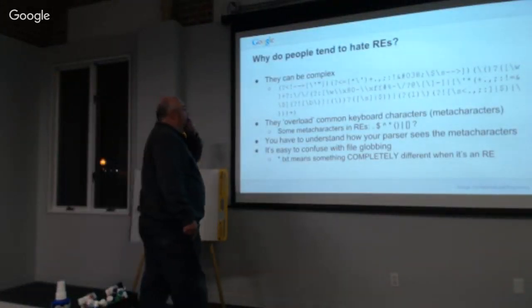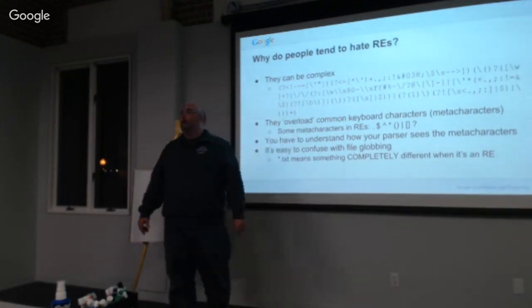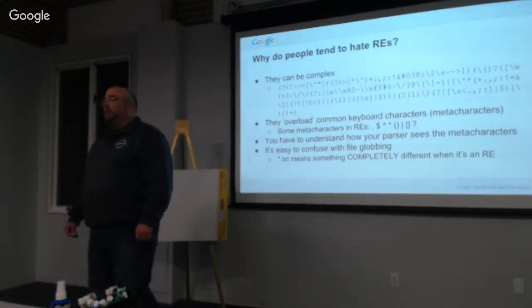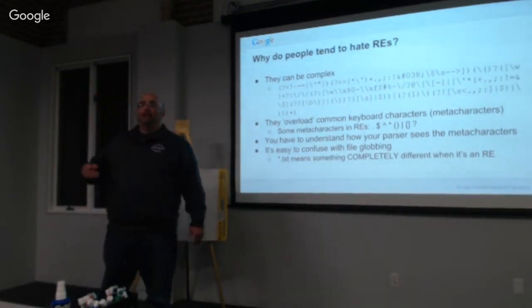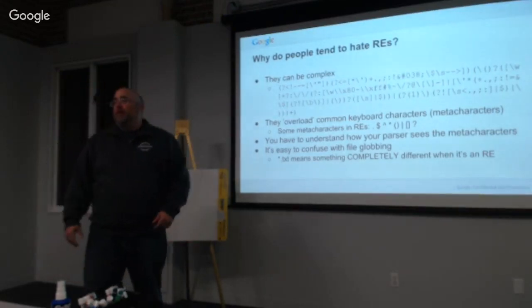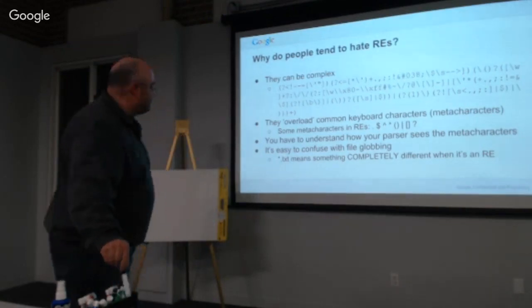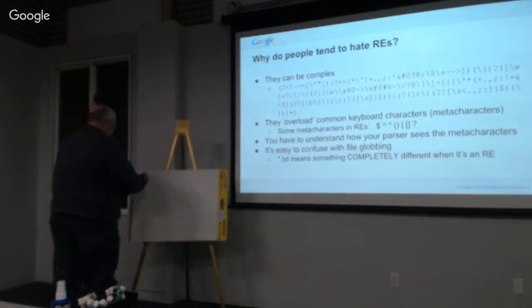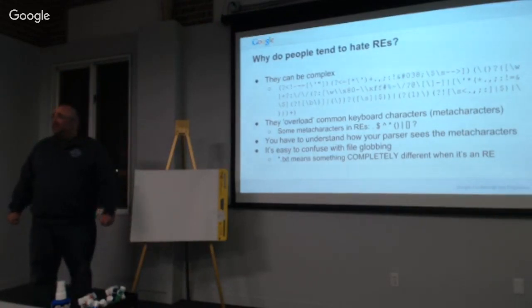So why are they complex? Because of this, we're overloading common keyboard characters. So rather than passing them as data, we're passing them as instruction sets, okay? The dot is an example. This is a valid regular expression right here, and we'll explain what this is in a minute. That is literally like the simplest regular expression.